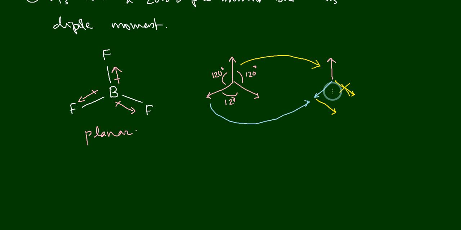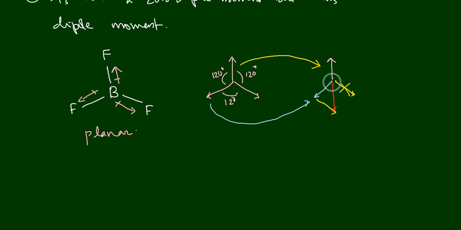Why I am doing this? Because I want to add this vector and this vector, these two vectors. So the vector sum of these two vectors will be this one. So let me draw that in another color. Okay, this is the vector sum from here to here.